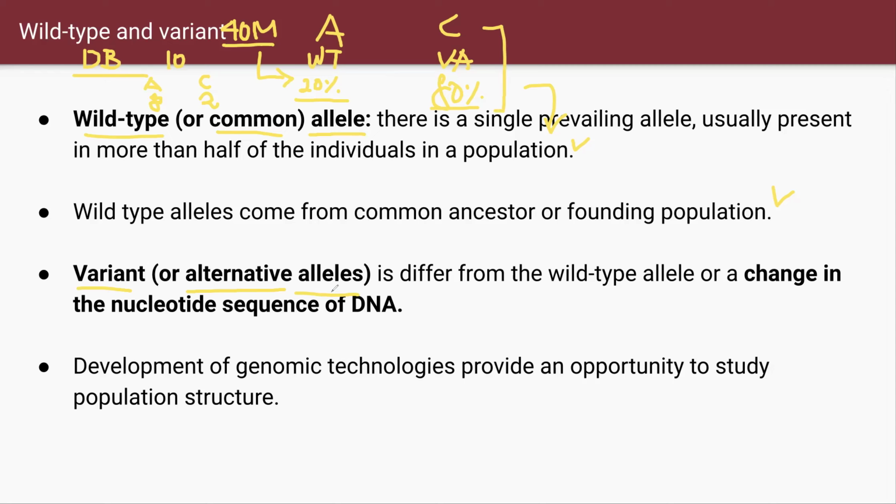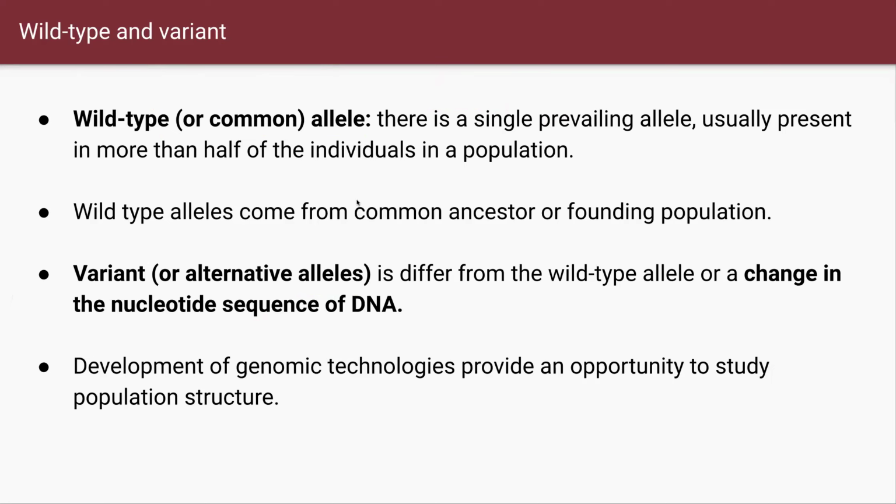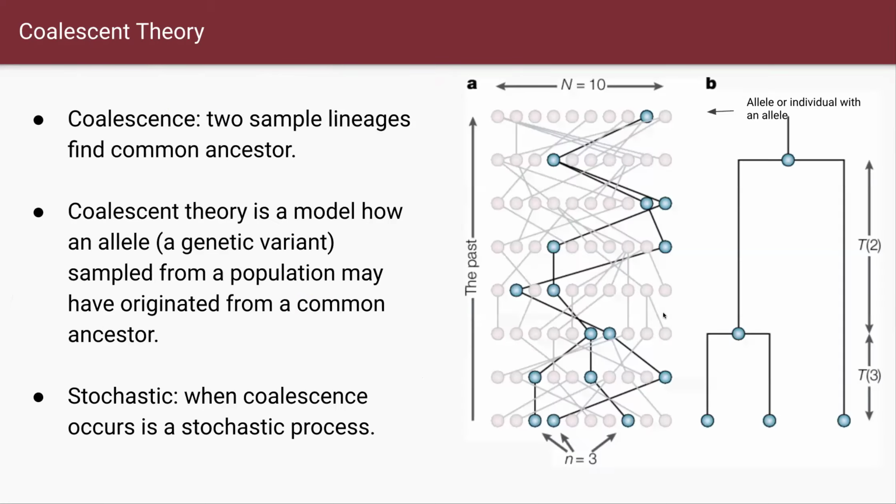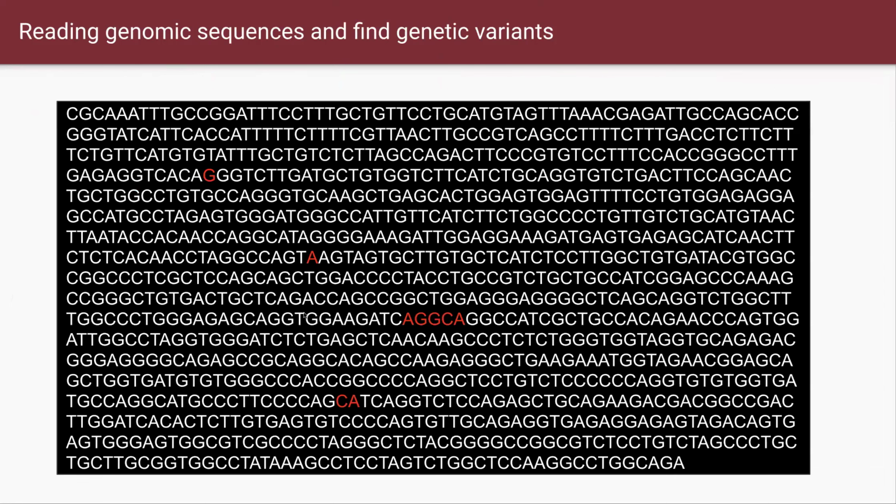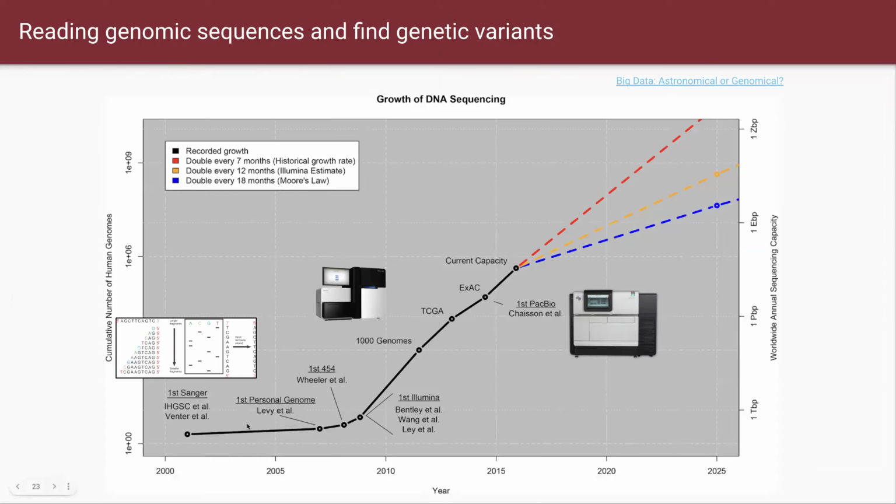So what is the variant allele or alternative allele? This is literally different from the wild type allele, a change in the nucleotide sequence of DNA, and we can specifically call it a variant, right? With the development of genomic technologies, we see more and more variants and more alternative alleles, and we have more opportunity to study population structure. So I will give you these things first. This is the evolution of genomic technology. At a very early time we only saw around 10 people, but now we have millions of people's genomes in the world. And you will see more and more examples afterwards.